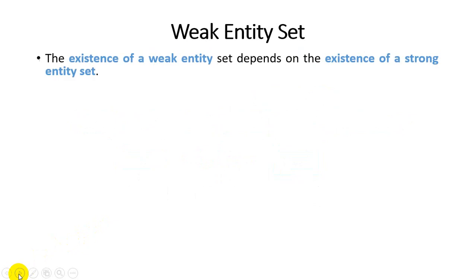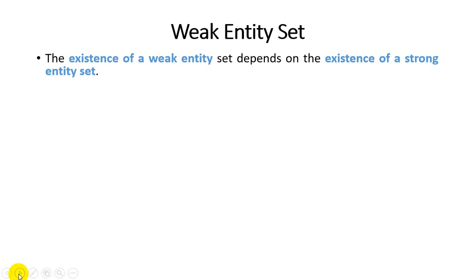Now the second thing: the existence of a weak entity set depends on the existence of a strong entity set. As previously said, loan number is the weak entity attribute, and it is mentioned by the dashed line.